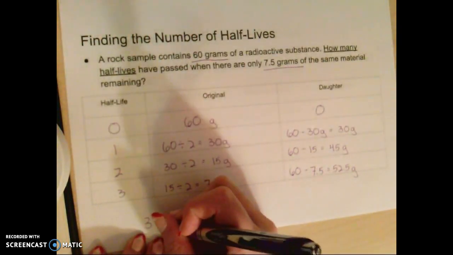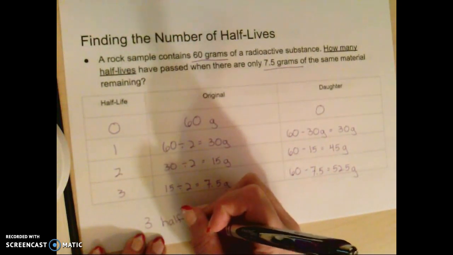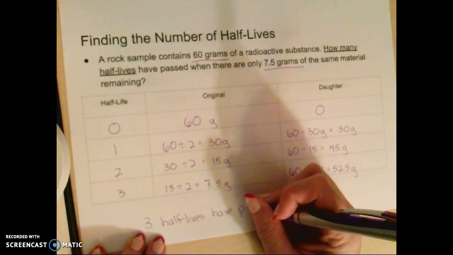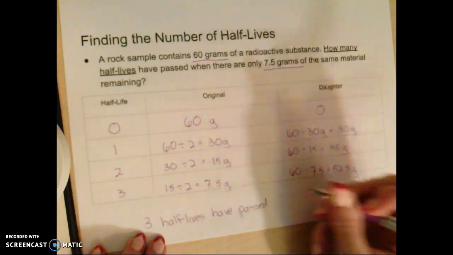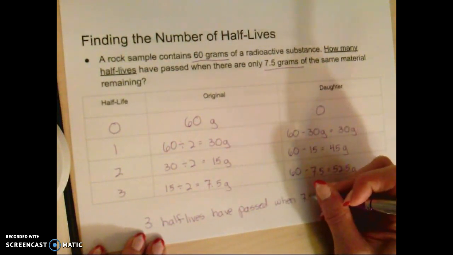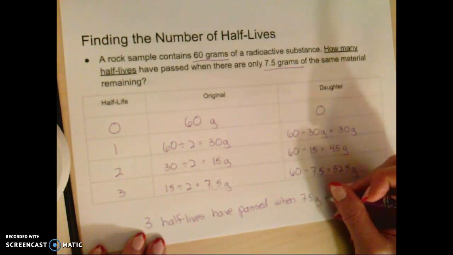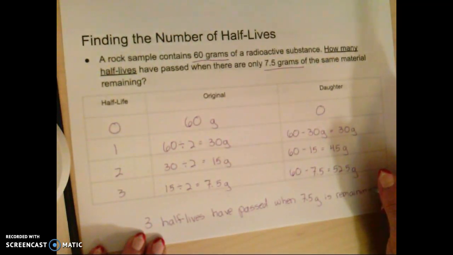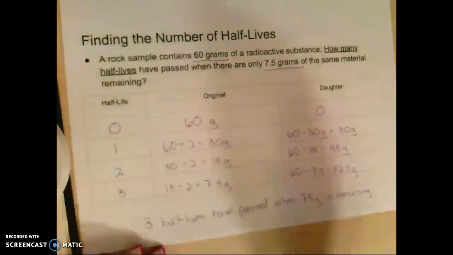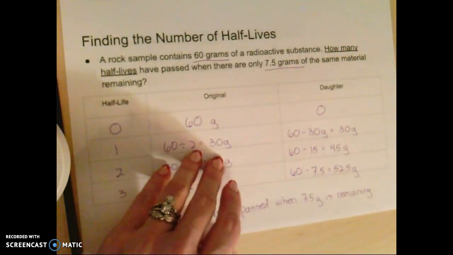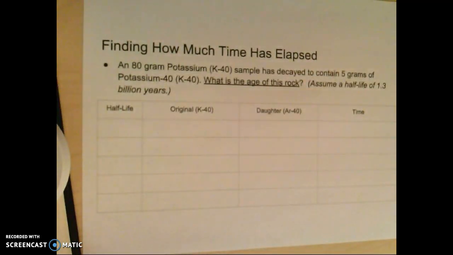So 3 half-lives have passed when 7.5 grams is remaining. Okay? Again, you can just circle your answer, but it's also helpful to write it out so that you're sure that you're answering the question fully.